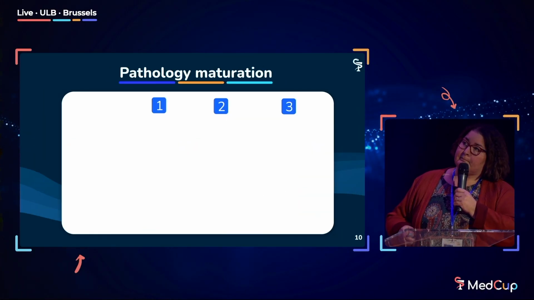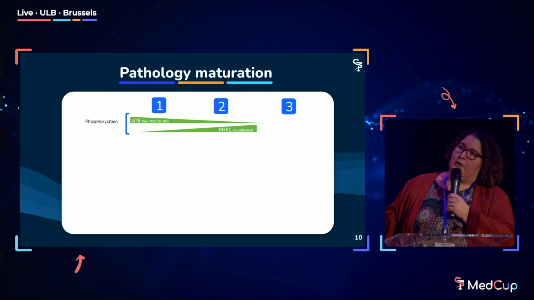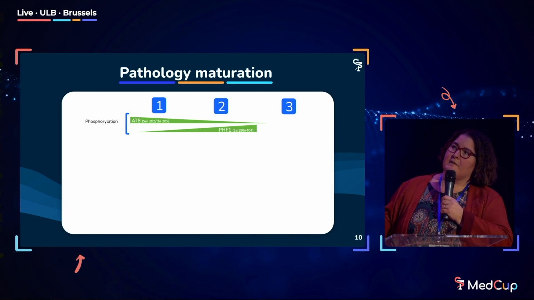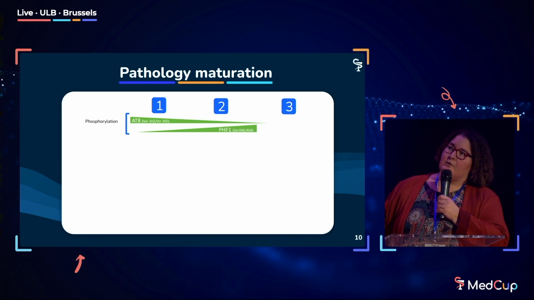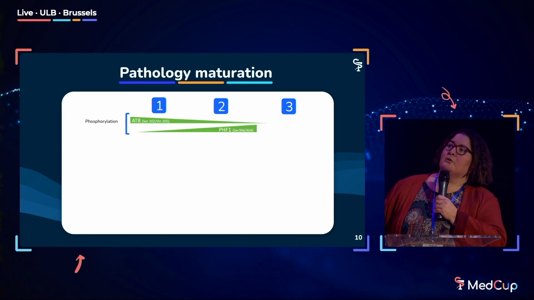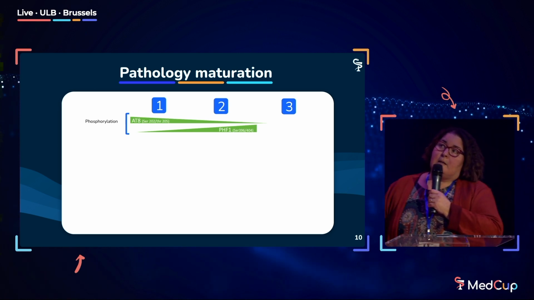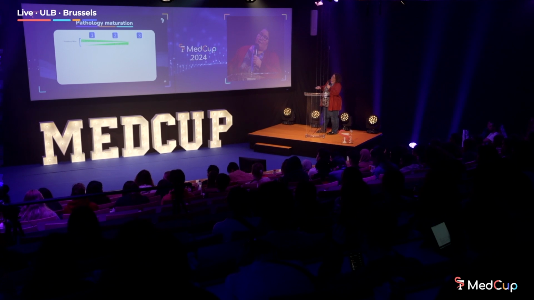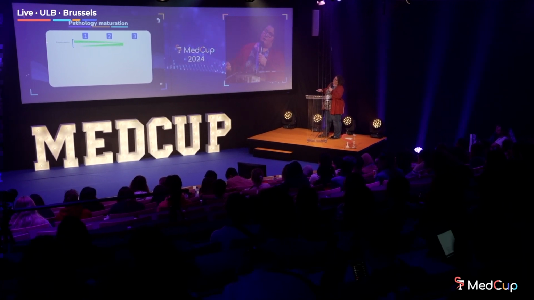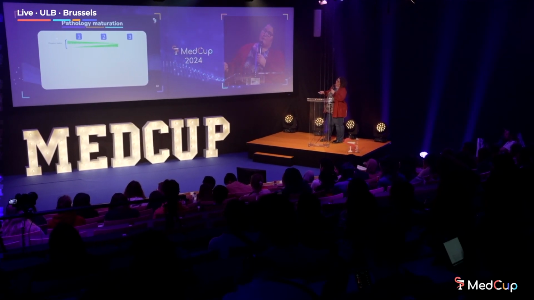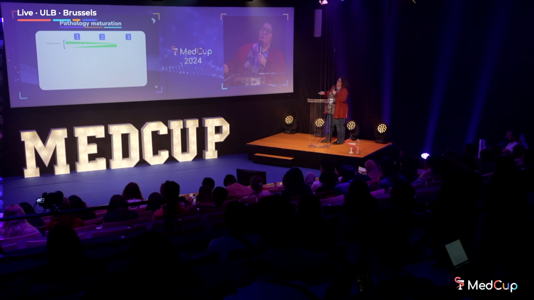Next. And thus the pathology has different stages: the pre-tangle stage, the tangle stage, and the ghost tangle stage. It depends on the epitopes that you can find. Here I show you the phosphorylation. The epitopes are not appearing at the same moment. Some are earlier than the others.